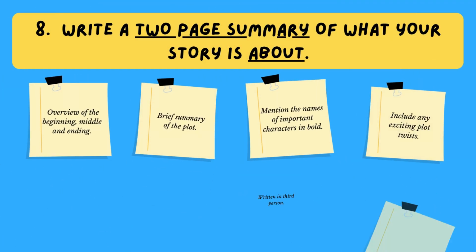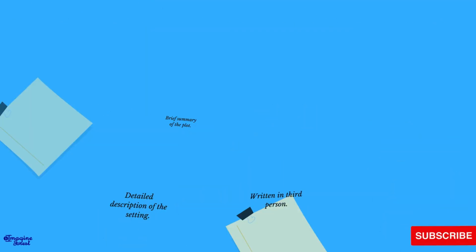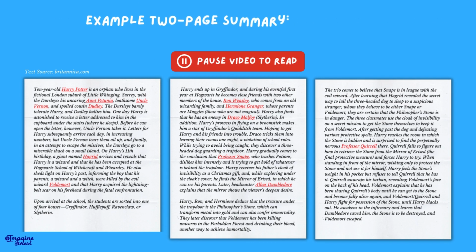Step 8. Write a 2-page summary of what your story is about. This 2-page summary should ideally include the following information: overview of the beginning, middle, and ending of your story, a brief summary of the plot. Clearly mention the names of important characters in bold. Include any exciting plot twists, a detailed description of the setting, and finally, it should be written in the third person. Here is an example for Harry Potter and the Philosopher's Stone. Take a moment to read this summary of the plot.